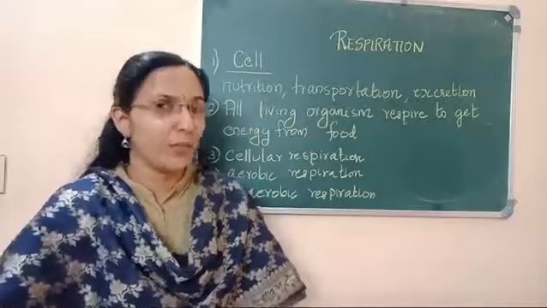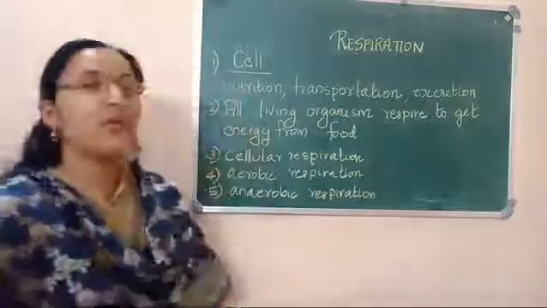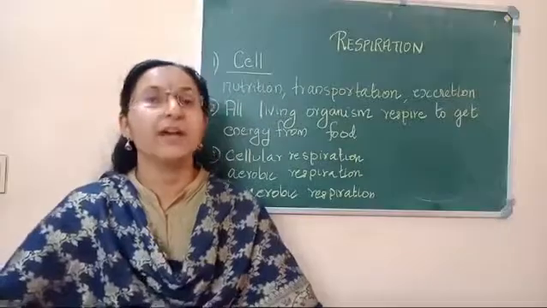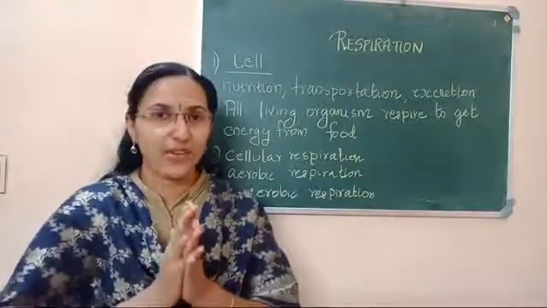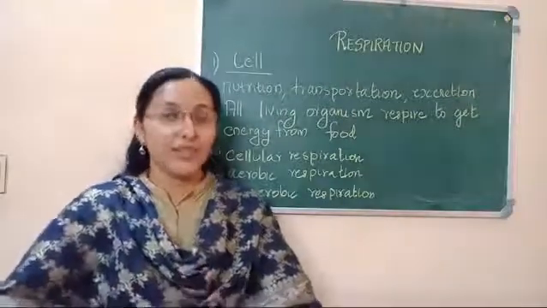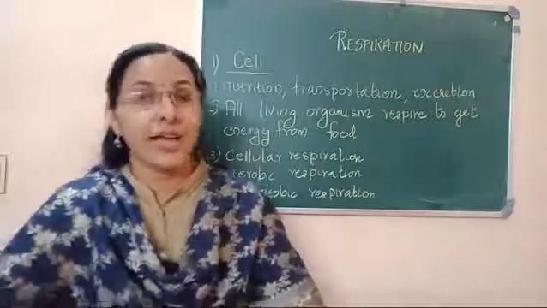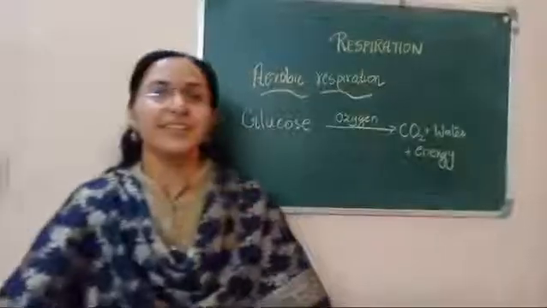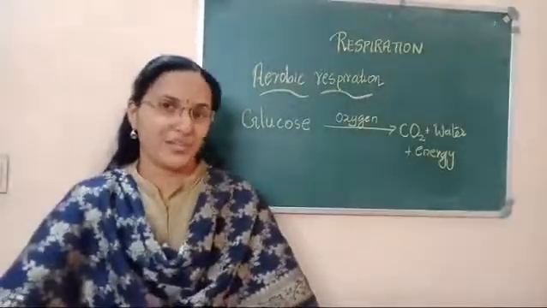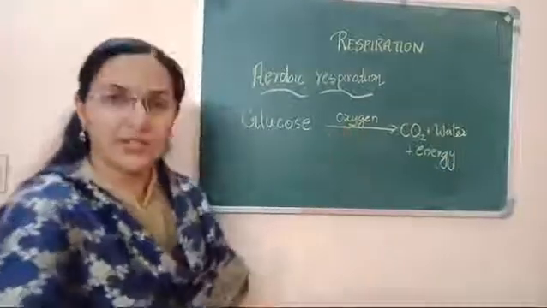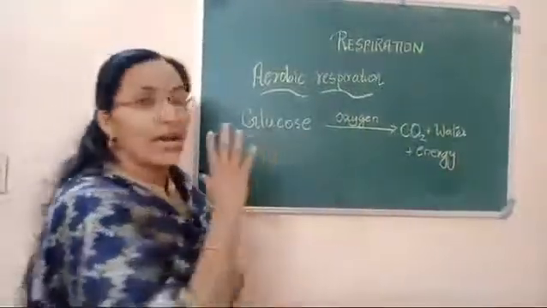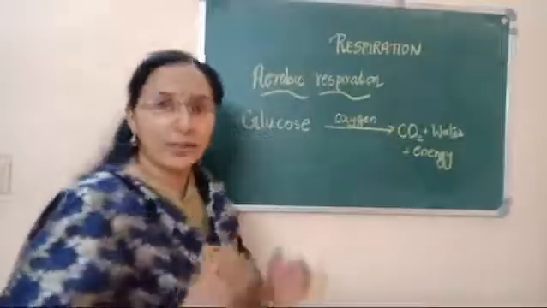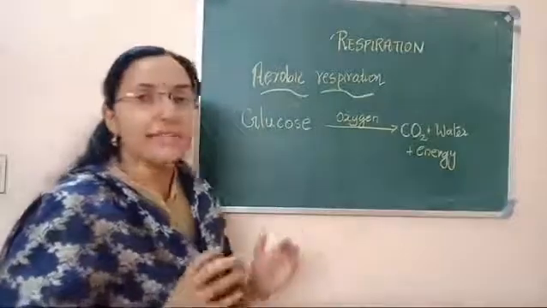Then what about anaerobic respiration? Anaerobic respiration means that without the help of oxygen, glucose is broken down, and it is known as anaerobic respiration. So we can study aerobic respiration and anaerobic respiration clearly. The topic is aerobic respiration. The equation of aerobic respiration is given here. Glucose, with the help of oxygen, is broken down into carbon dioxide, water and energy.